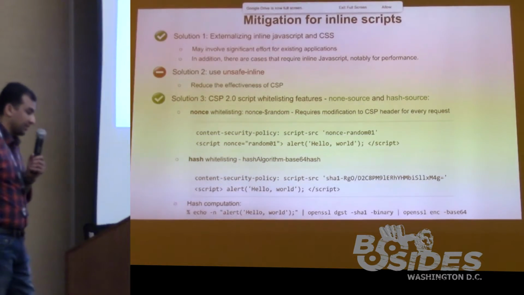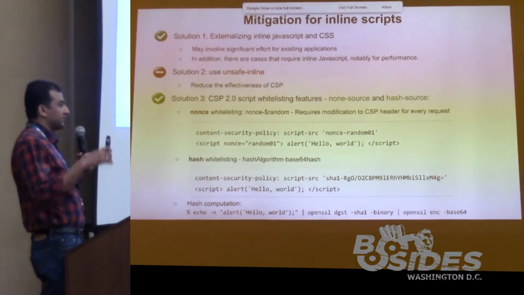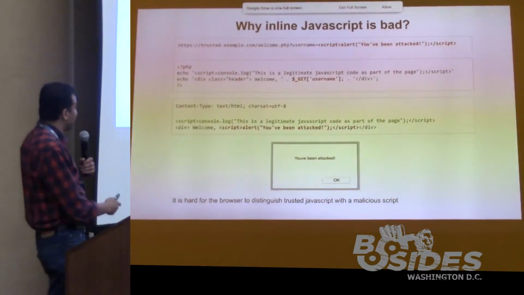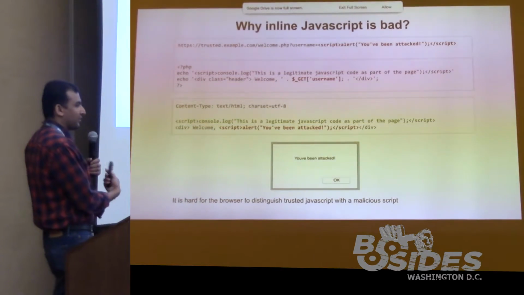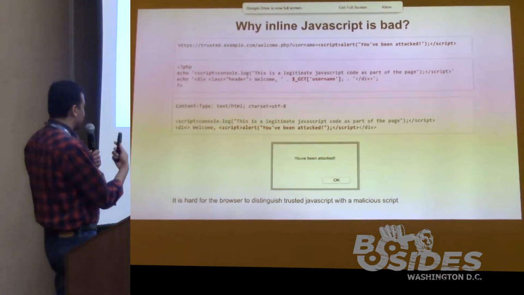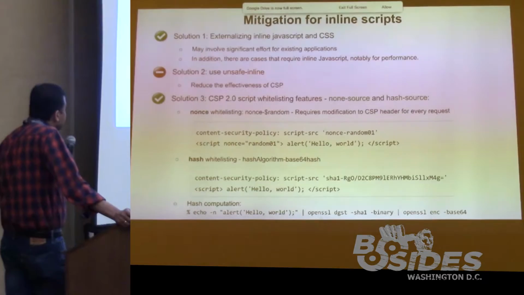So what are the other solutions? Another solution is unsafe-inline. That means you are relaxing the restrictions. As you would have seen on the previous page, inline scripts are a primary way of exploiting XSS, and you are loosening that up. So that reduces CSP effectiveness.